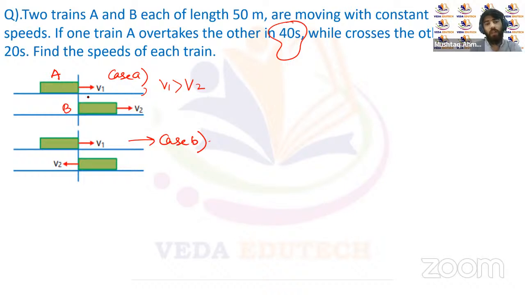So when train A overtakes train B, it must have covered a relative distance equal to the length of the two trains, and the length of each train is 50 meters. So the total relative distance traveled by train A will be equal to 100 meters, right? Their relative speed, since they are moving along the same direction, will be equal to v1 minus v2, right?